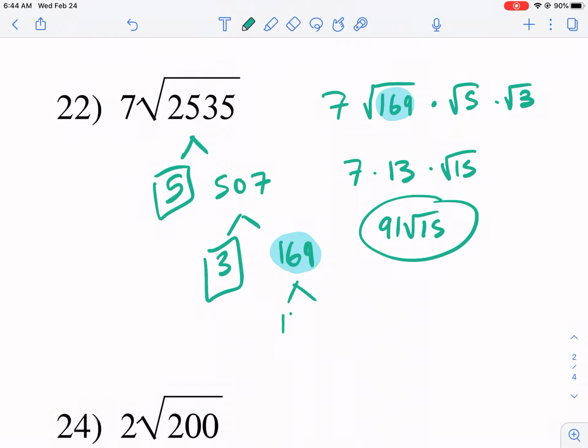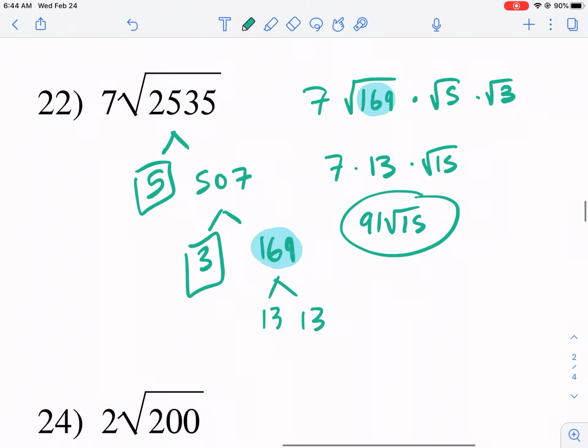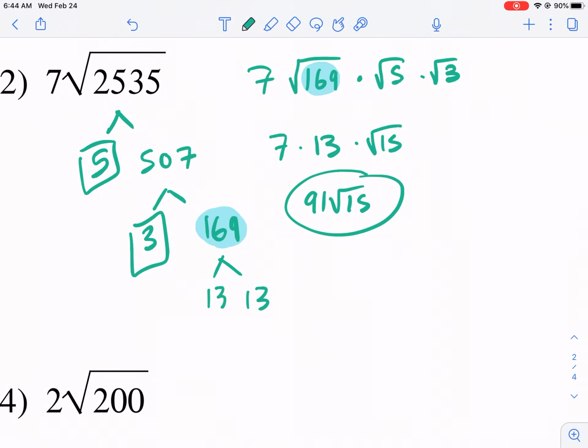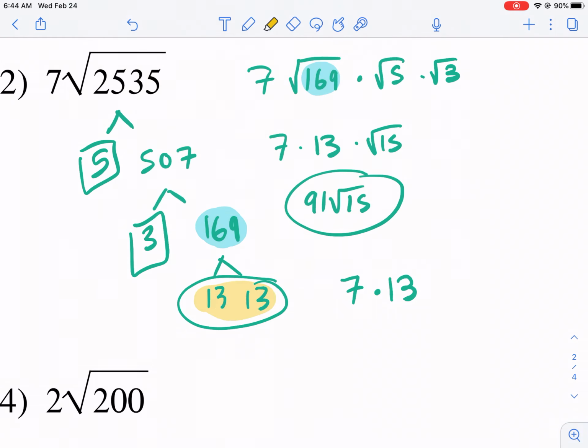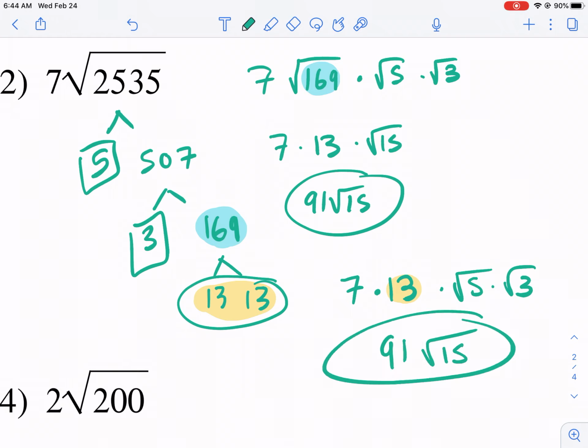Okay, now if you didn't like that, you're like, okay, too much information, just tell me how you did it in the first place. Okay, we have a pair of numbers. So we had the 7 originally times the 13 that came out. Okay, let me highlight this just so you can see it a little bit better. The 13 that came out, and then we had the 5 and the 3 that stay home. So then we have 7 times 13, 91. Radical 15, we got the same thing, okay?